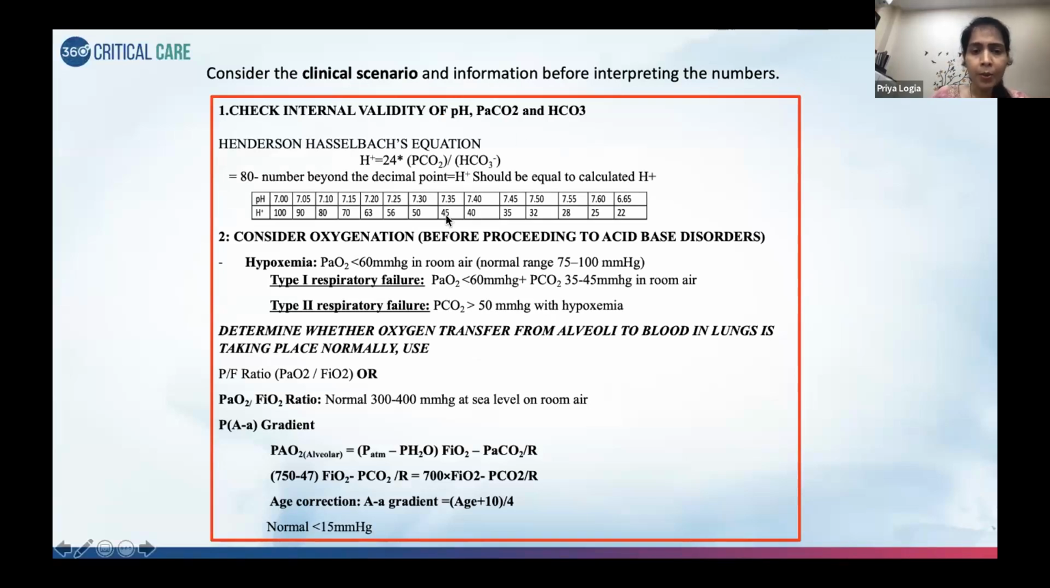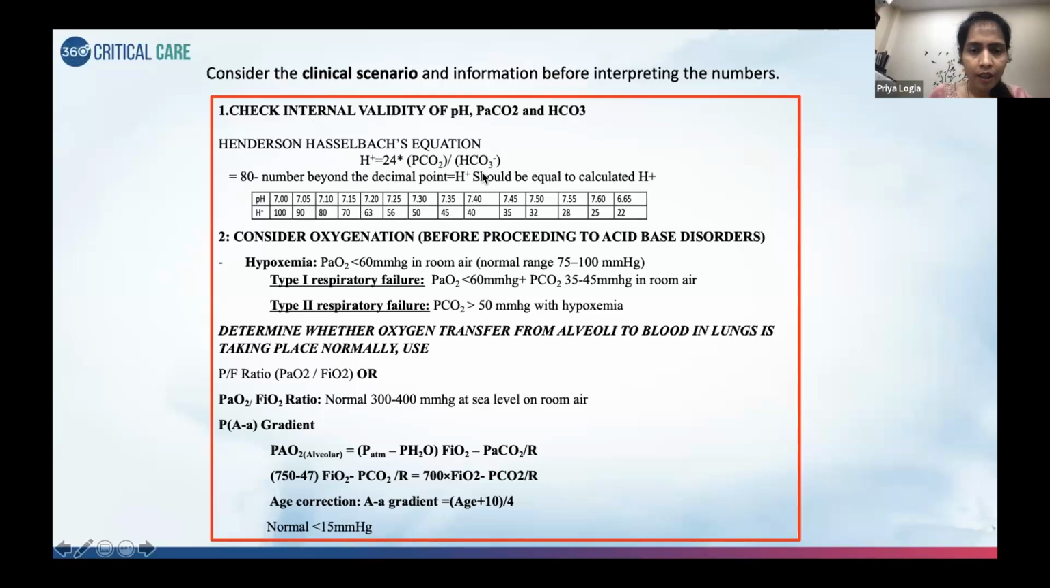And before going into interpretation, check for the validity. So how will you check for the validity? So measure the hydrogen ion concentration. How will you measure? So this is the formula you all will be knowing. So that is 24 times PCO2 divided by bicarbonate. So if you find this is the table, which obviously becomes a little difficult to remember, but at least when you're given an ABG, mention, I'll check for the internal validity of the ABG.